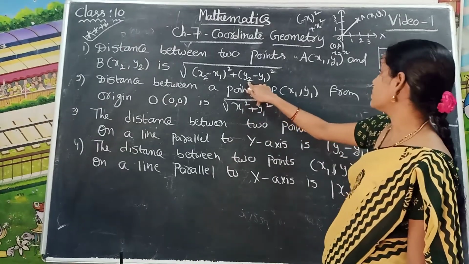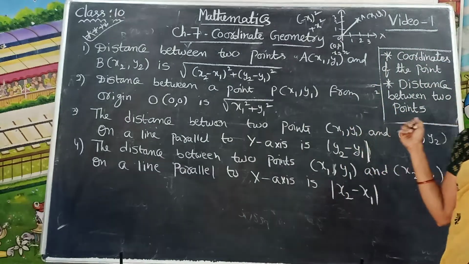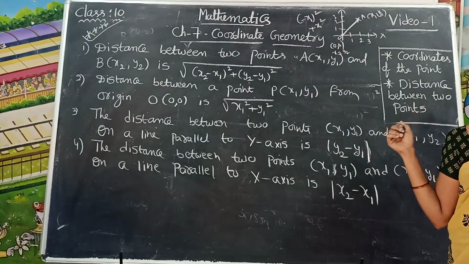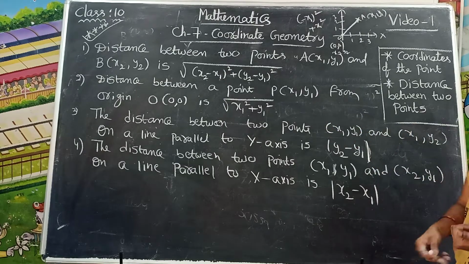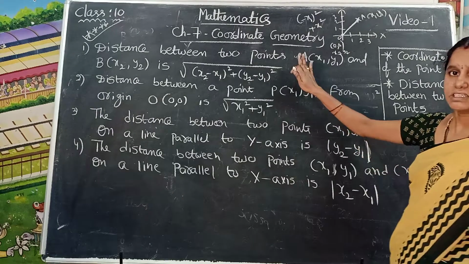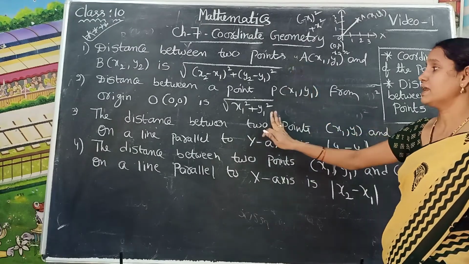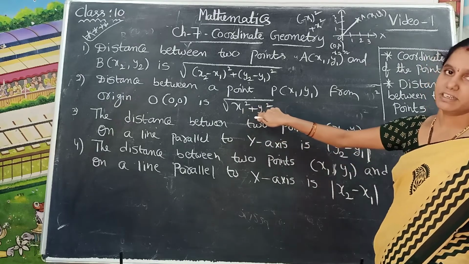In the same way, y2 is 0 here. 0 minus y1 whole square means minus y1 square, so it is y1 square. So if you want to find the distance of a point from the origin, we can directly apply this shortcut formula for saving time. Root x1 square plus y1 square.